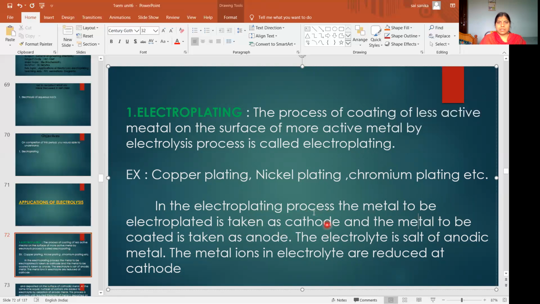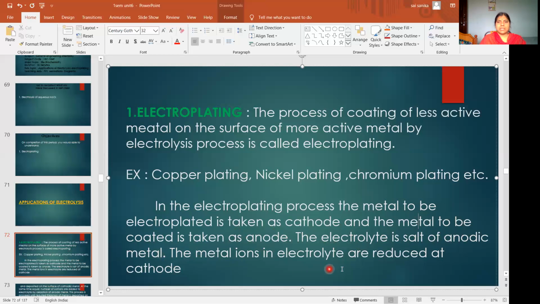Whichever metal you want to coat, that metal will be taken as cathode. Whatever metal you are coating with, that will be taken as anode, and the electrolytic solution is a salt of the anodic metal. Whatever metal you take as anode, that will be your electrolytic solution. For example, if copper is the anode, copper sulfate solution will be taken as its electrolyte.